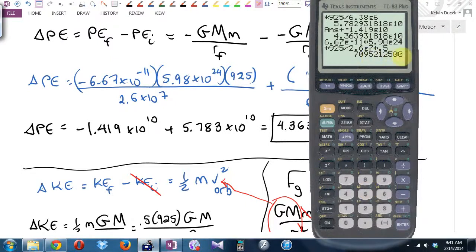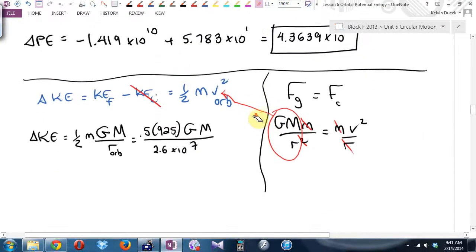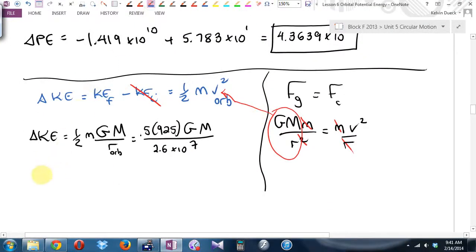7.0952 times 10 to the 9th. The change in kinetic energy, 7.0952 times 10 to the 9th. Did I write that down right? Yep.